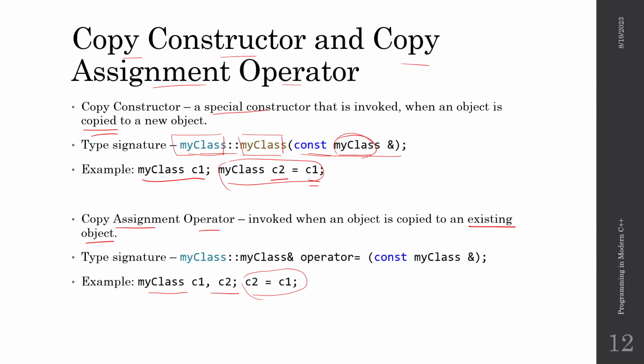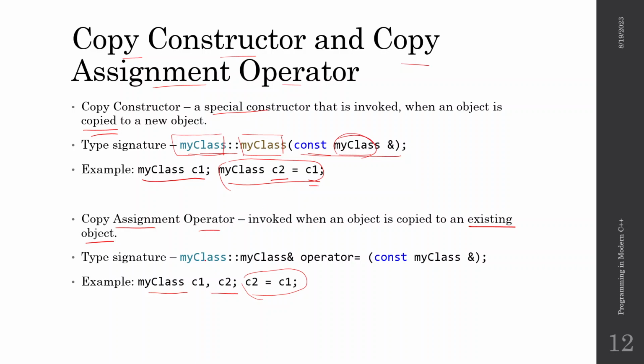Okay, so here you can see what has happened. We have created two objects at the same time, and then we are copying one object to another object. Here what happened was that we created one object and we are creating another object using the first object, but here both have been created and we are simply copying.